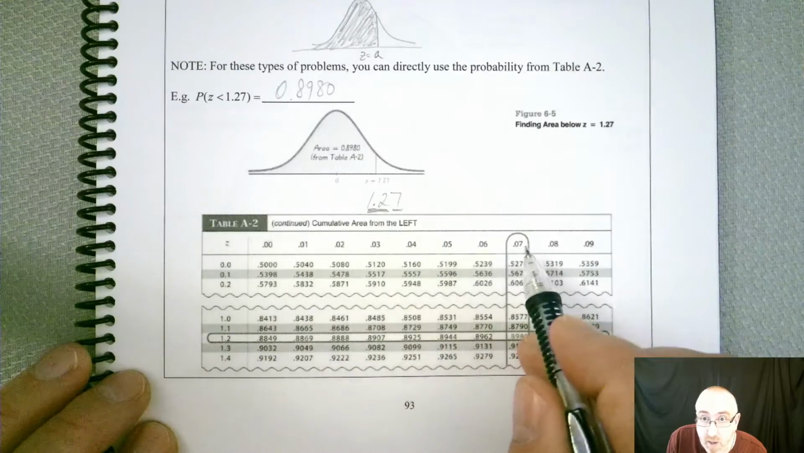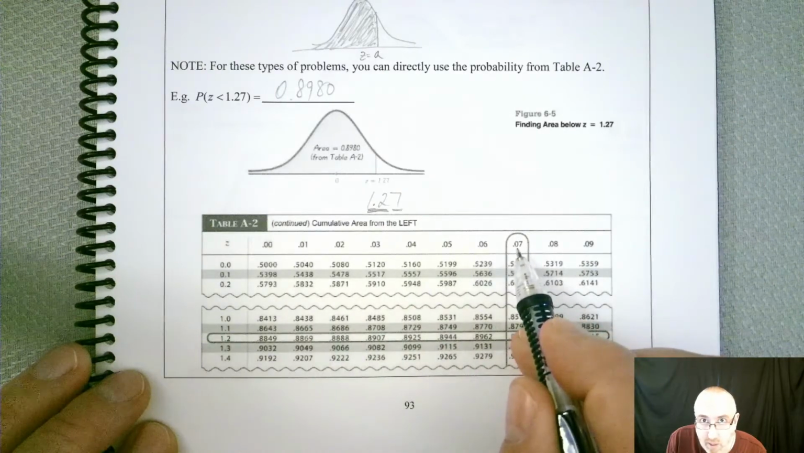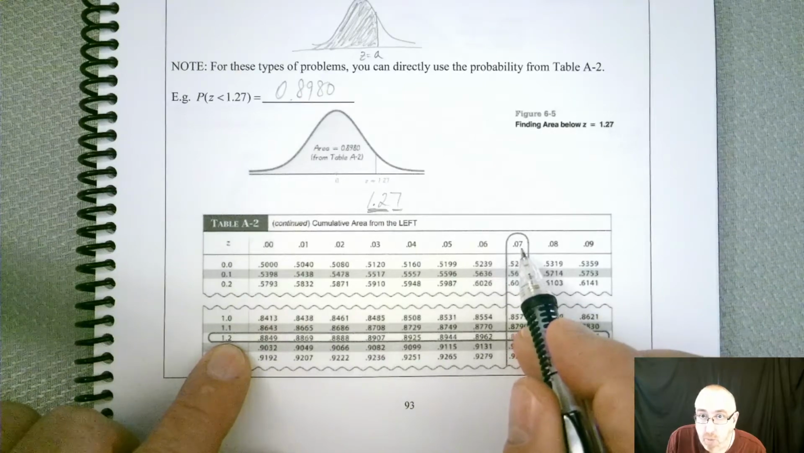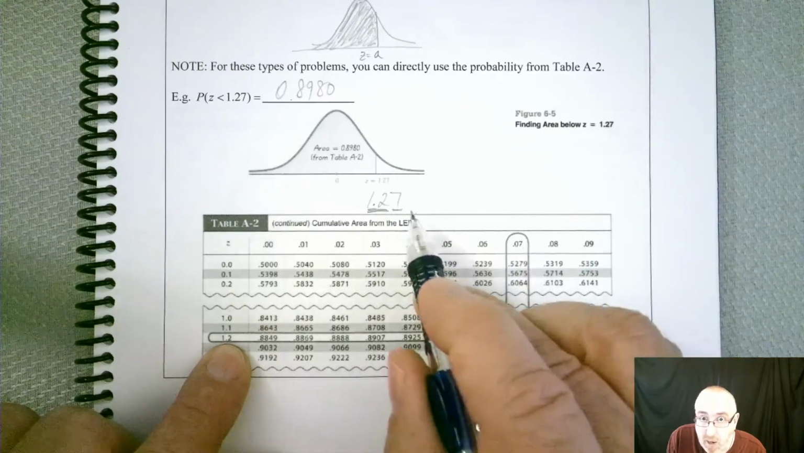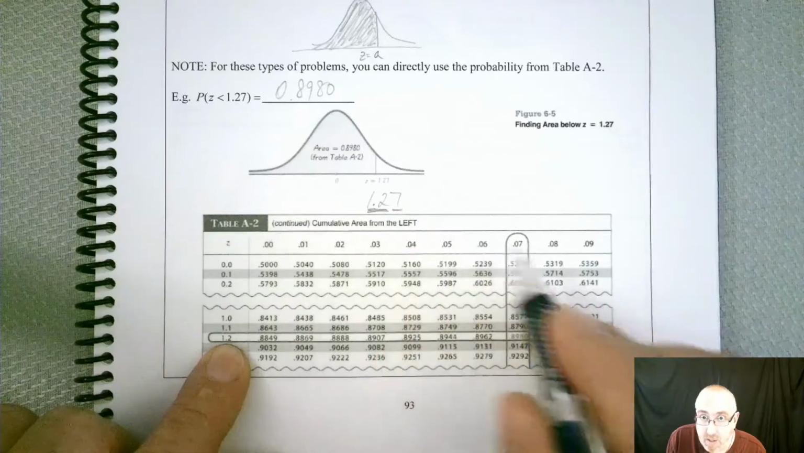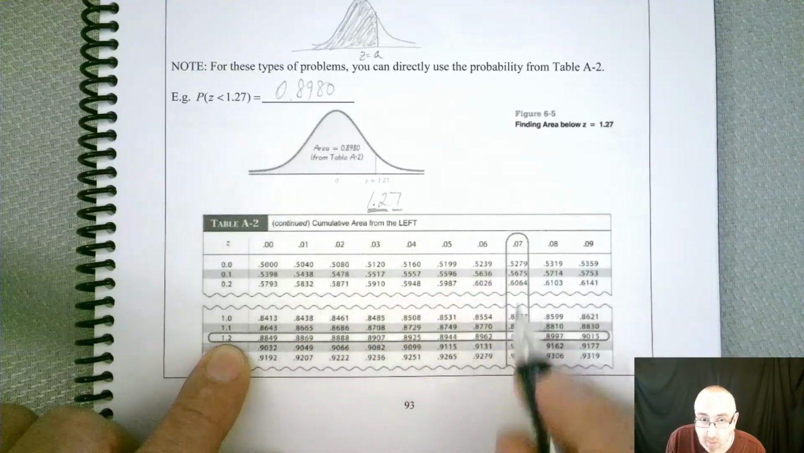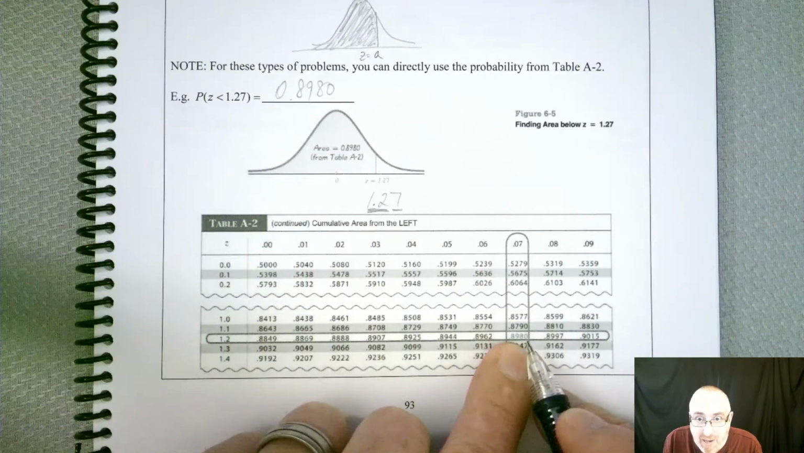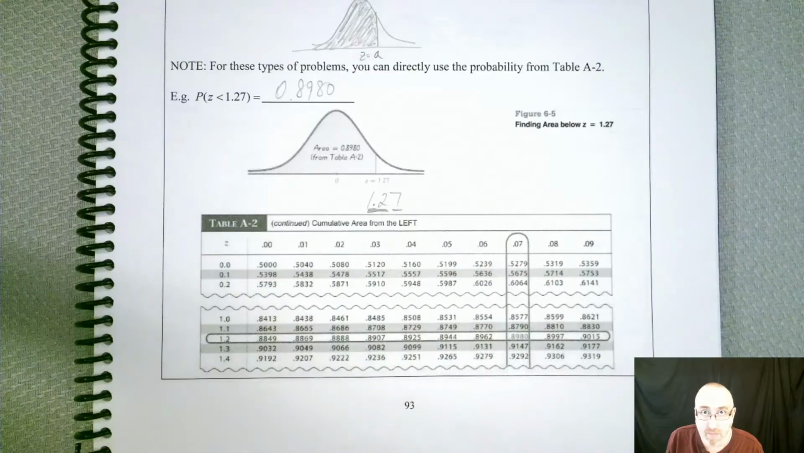We don't care that there's a 0 here, because we already took care of the 2 part down here. So we want just the 7 part to correspond to that 7. So that means we have to look in this column. So now we can cross-reference those two, and there's that 0.8980. Once you've got that, you're done.